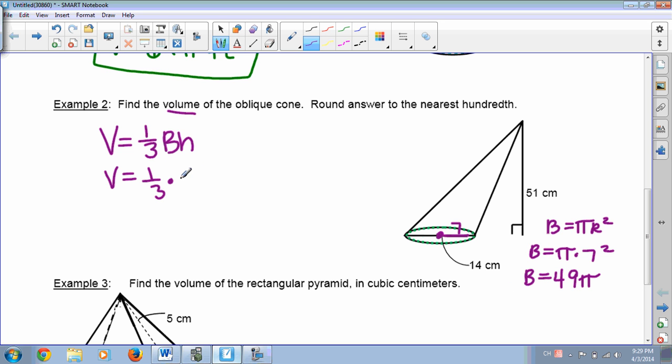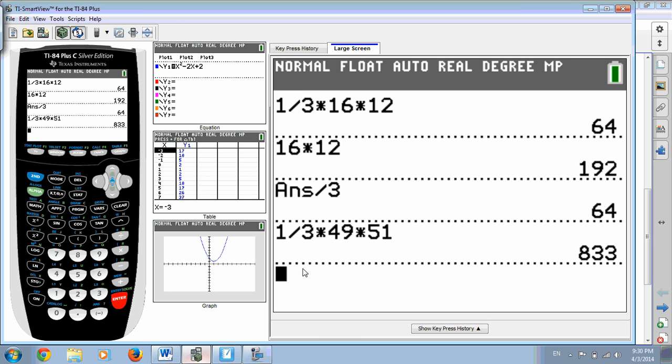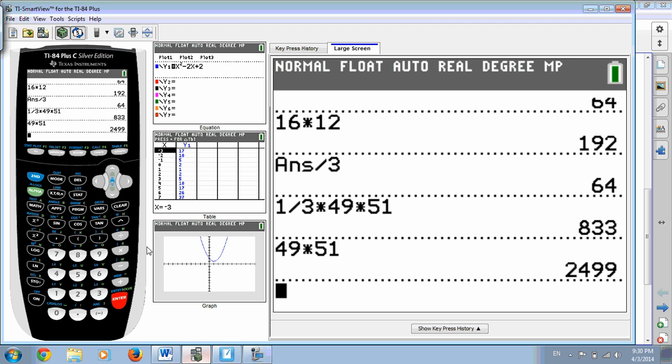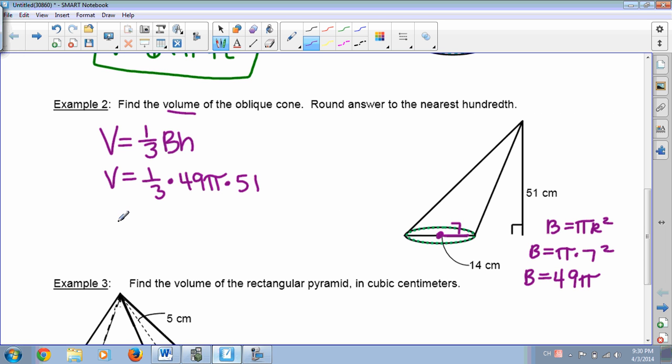So our volume is 1/3 times area of our base, which is 49 pi, times the height of our cone, not the slant height, the actual height, which is 51. So again, you can put 1/3 times 49 times 51 into your calculator. 1/3, or 1 divided by 3, times 49 times 51. And we get 833. Or you could have done 49 times 51 and then divided by 3. You got 833.